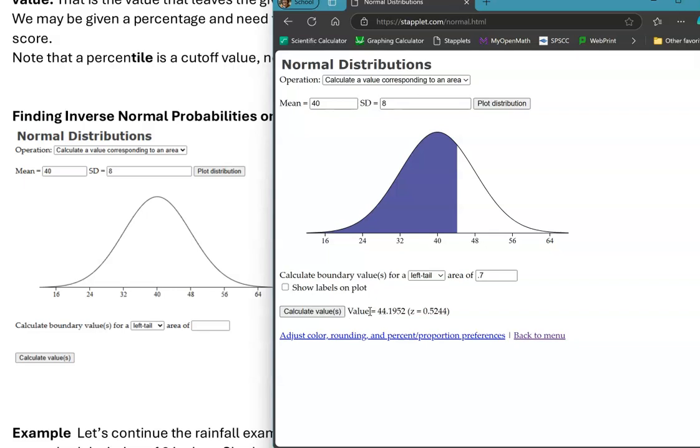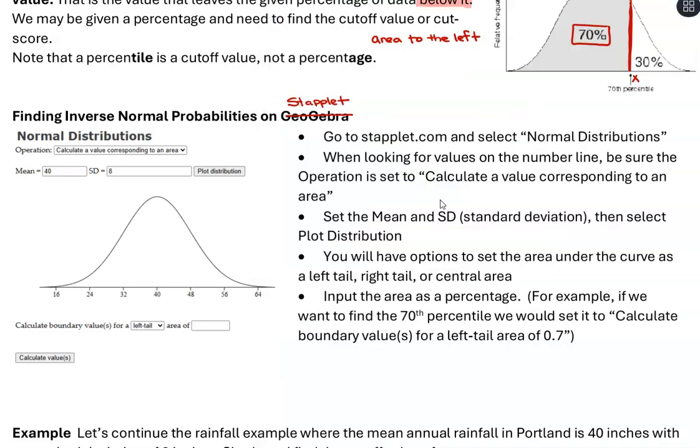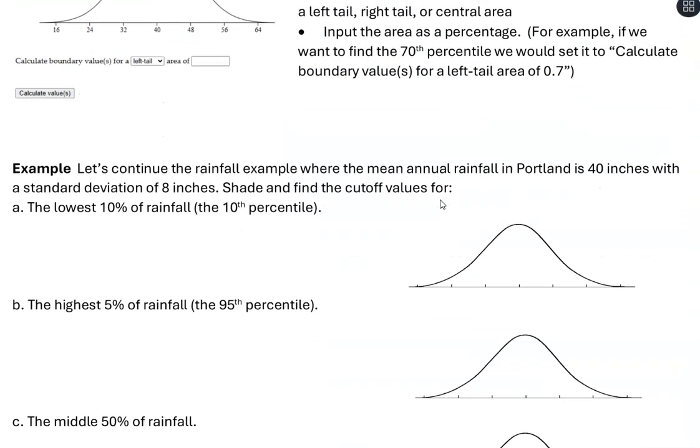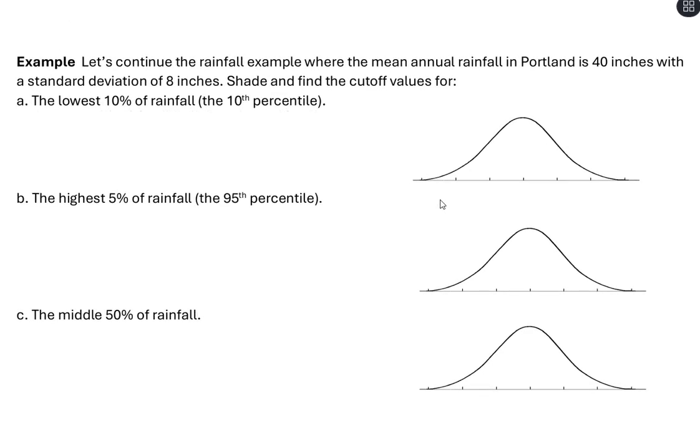And the value on the number line is 44.1952. So that's our actual cutoff, which in this case represents rainfall. So 44.1952 inches of rain. If it helps, there's this option to show labels on plot. That'll show you how these areas are working. So we see that 70%, we see where that cutoff value is, and that can give really nice context of what is going where.